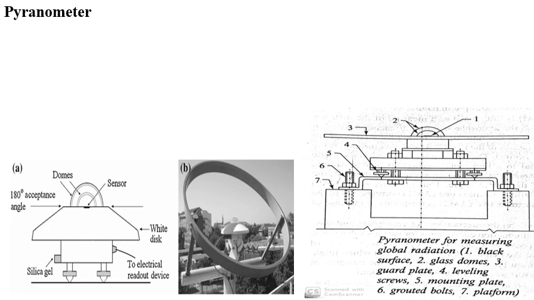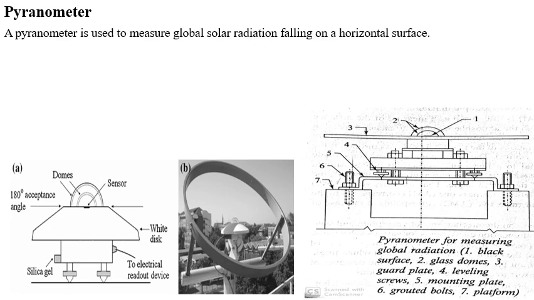In most pyranometers, the sun's radiation is allowed to fall on a black surface, to which the hot junctions of a thermopile are attached. The cold junctions of the thermopile are located in such a way that they do not receive the radiation. As a result, an EMF is generated, which is proportional to the solar radiation falling on it.